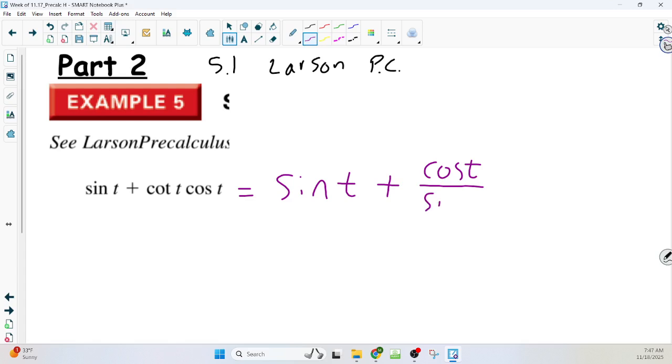Now that needs to be something that you kind of know. I don't want that to confuse anyone. And then the cosine of t from here is staying. So in other words, this became that, okay?